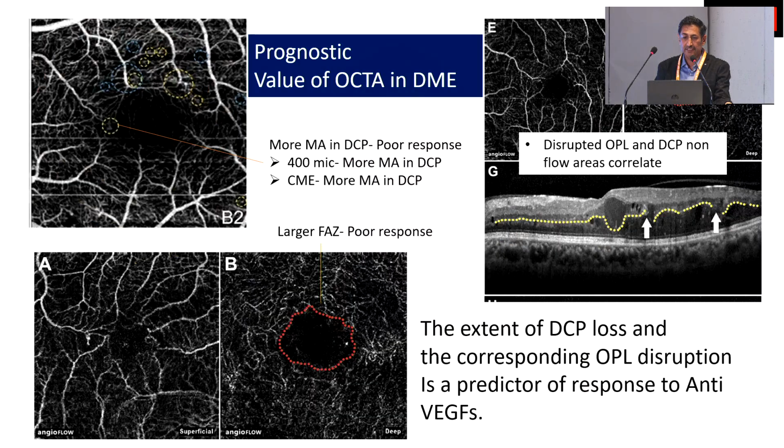So basically, if there are more microaneurysms in the DCP, patients are going to respond poorly. If there is more edema, they are more likely to have aneurysms in the deep capillary plexus. Similarly, the larger the FAZ, they also may not respond very well. And similarly, in DCP, if you see this area of non-flow, it usually corresponds to the breaks in the outer plexiform layer. So there is a correlation.